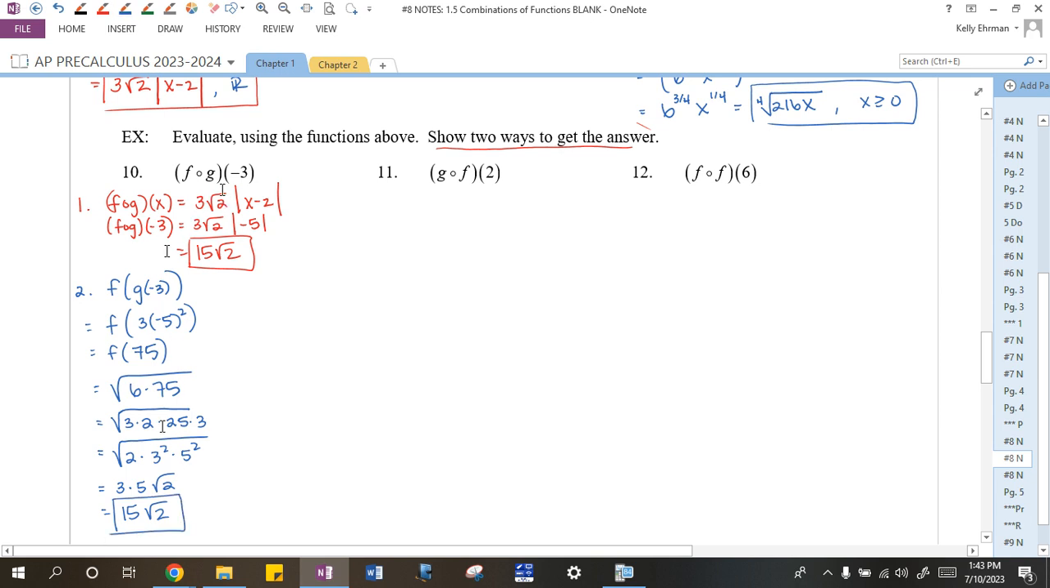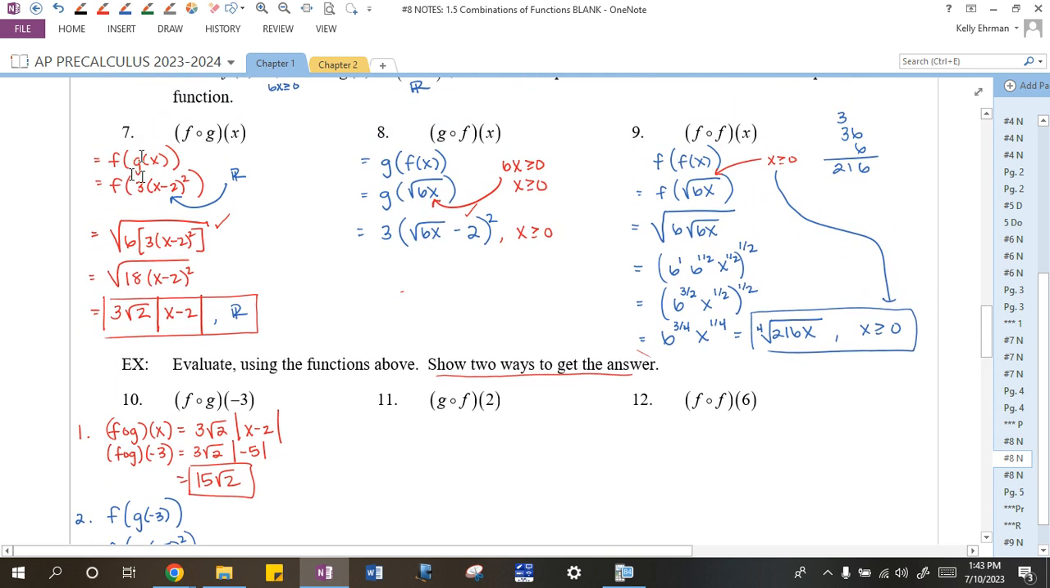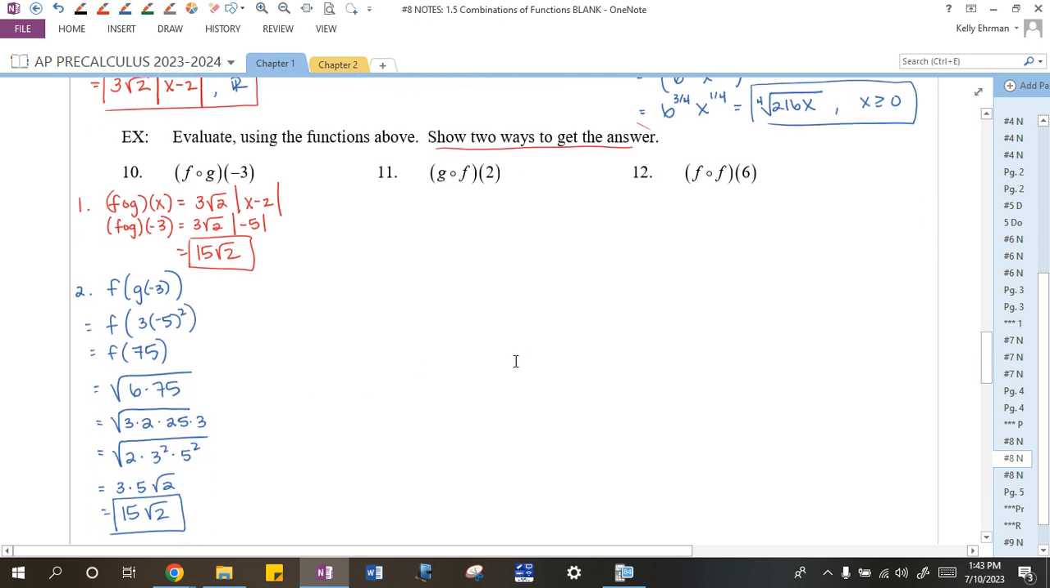Now, the first method was less steps, but that's only because I already did these previous steps. So add these 1, 2, 3, 4, 5 steps to what I did before I plugged in -5, and you can see both methods would take a similar amount of time.